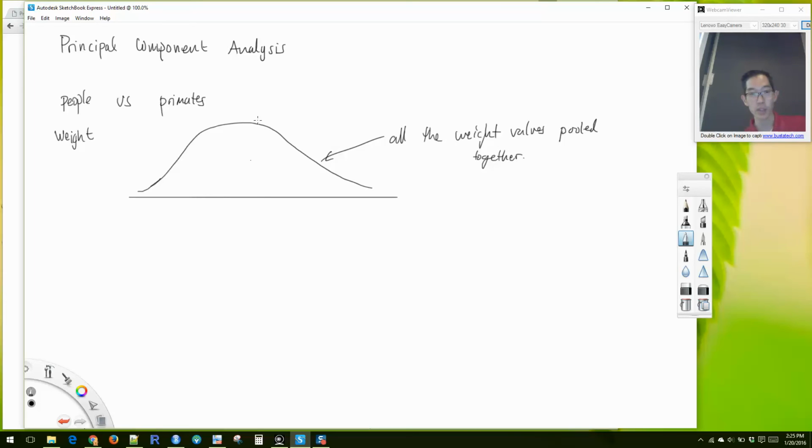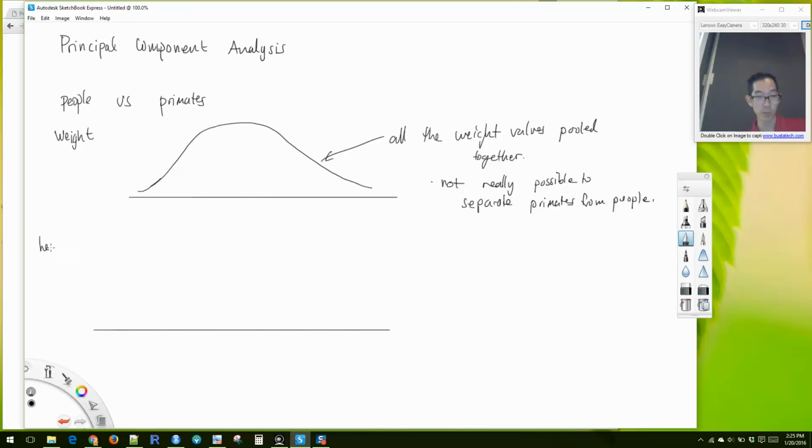There's no way to really separate them. It's not really possible to separate primates from people based on weight alone. And if we looked at some other aspect like height, maybe we'll get something like this. Again, it's difficult to separate based on height alone.